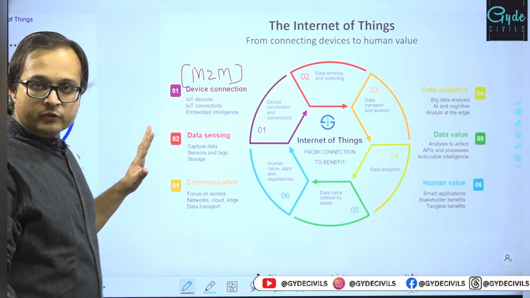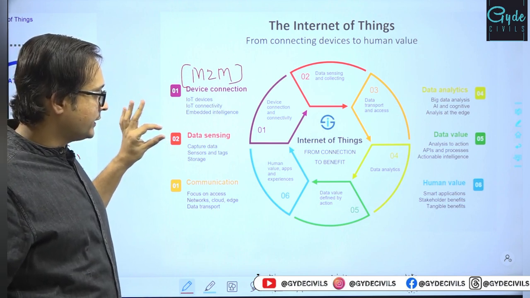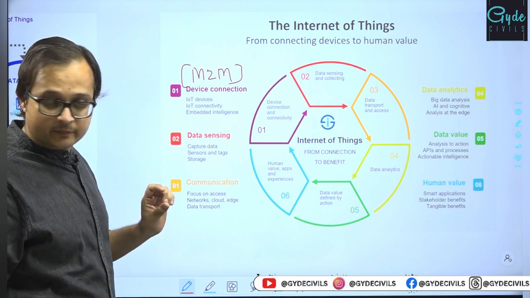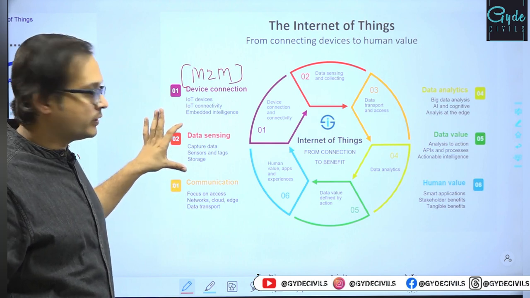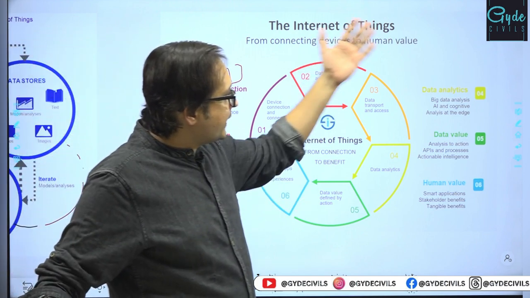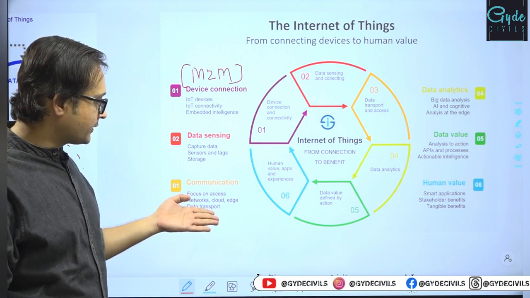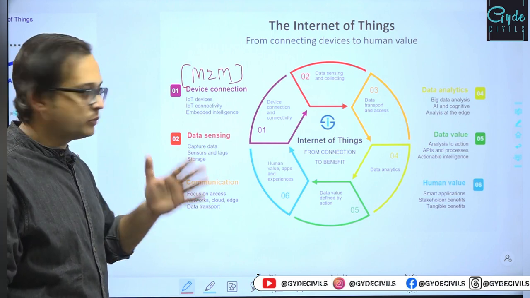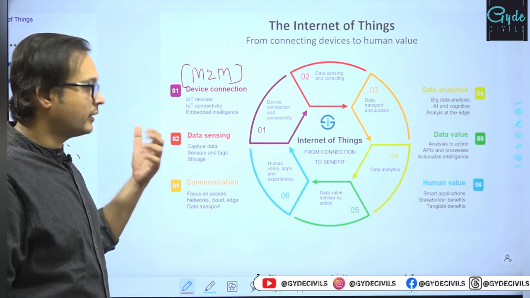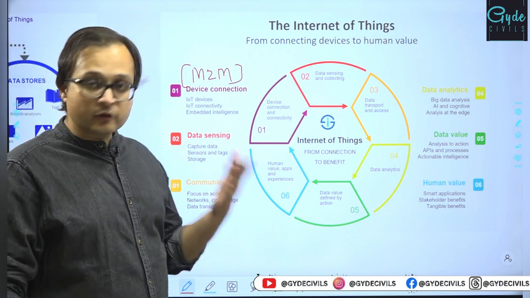The second part that happens with Internet of Things is data sensing. We capture data, the sensors and tags and storage are taken up. We capture the data, we provide tags, and then store the data. That happens with data sensing. The third thing that appears over here is data analytics, or data communication. That also focuses on access of the network, cloud, edge, data transport. That all is also relative to the collection of the data, or retrieving the data, or generating a complete set of the data itself, or transporting the data.